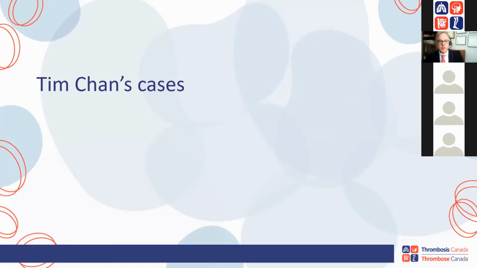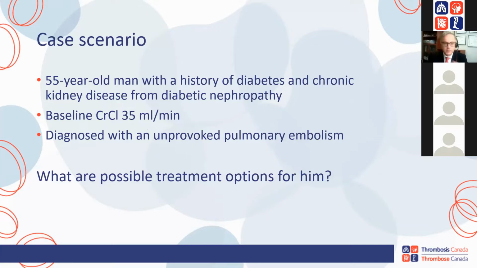So here is a typical case that involves a special population, and in this case, patients who have impaired renal function, a 55-year-old male with a history of diabetes and associated chronic kidney disease with a baseline creatinine clearance of about 35 ml per minute. So they are close to the severe renal insufficiency category, but would be classified technically as moderate renal insufficiency. This person is diagnosed with an unprovoked pulmonary embolism. So we can consider what are the treatment options for this patient, and maybe to get us started, would anybody like to propose a treatment for this individual given these characteristics?